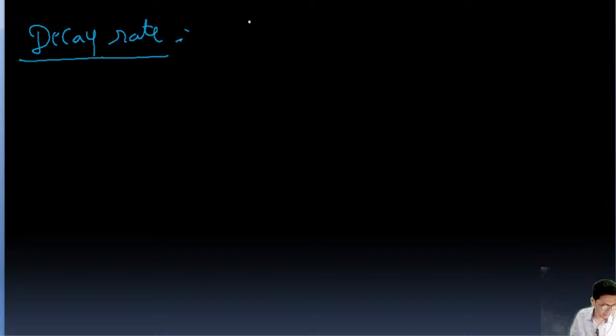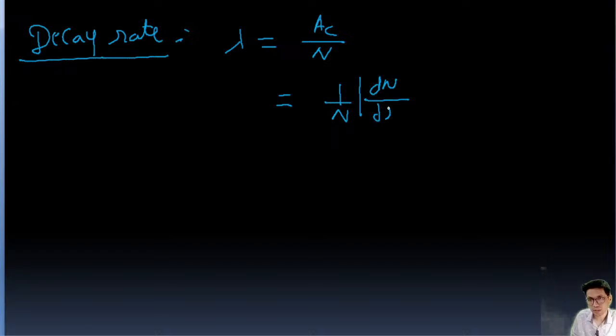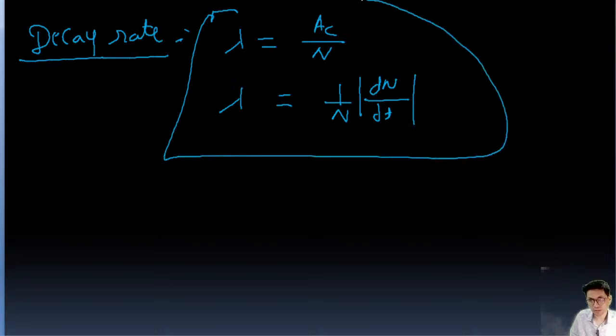Decay rate is denoted by lambda, and that is lambda equal to activity upon N. Okay, that is decay rate, or we can write 1 upon N mod dN upon dt. Activity formula is mod dN upon dt, right? So this is the decay rate, and this is the formula. Okay, lambda equal to, these are important formulas.